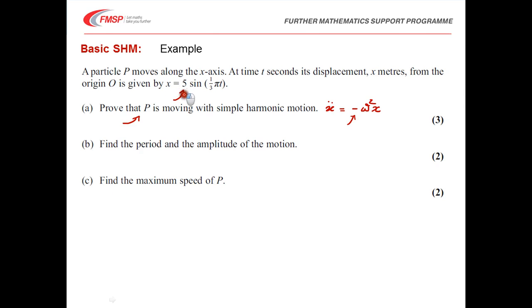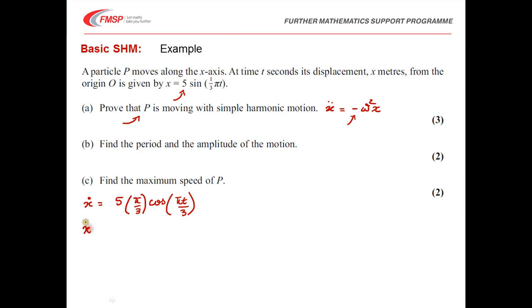So at the moment we have an expression for displacement in terms of time. If we differentiate that with respect to time, we're going to get an expression for the velocity. So differentiating sine of pi t over 3, we're going to put the pi over 3 outside, and sine differentiates to cosine. So we end up with 5 times pi by 3 cosine pi t over 3.